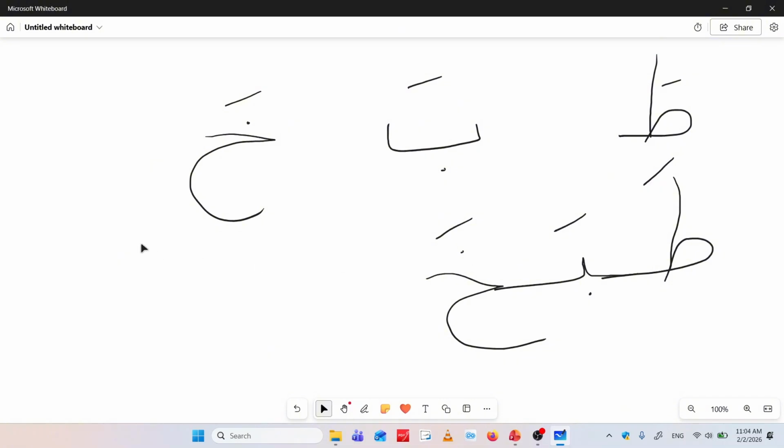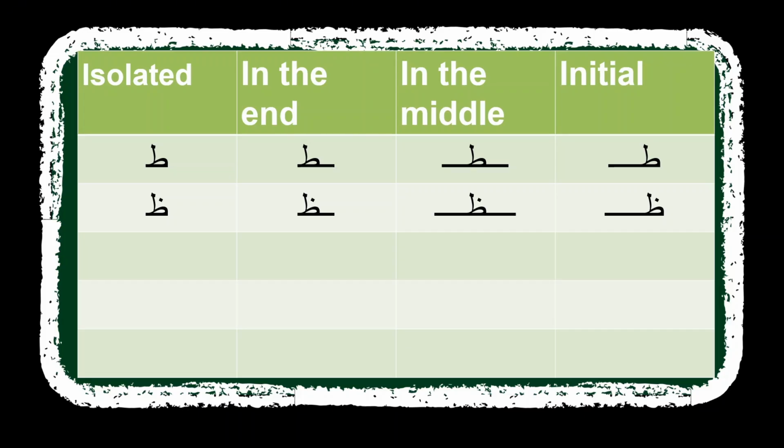And that's it for today's lesson. This table contains the letters that we worked on today. So take a look at it.